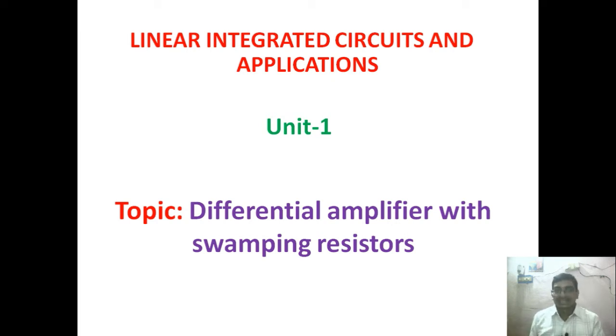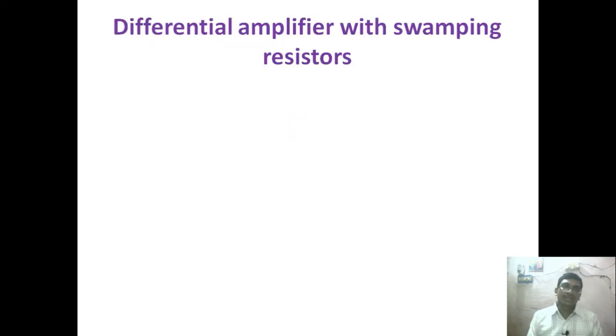Why does IC increase? The value of IC is not constant, it varies with temperature. So it varies with external factors like temperature. The value of small re also changes when the temperature increases or decreases. In order to make our differential gain independent of temperature, we go for the differential amplifier with swamping resistors. Okay, let us move into our topic.